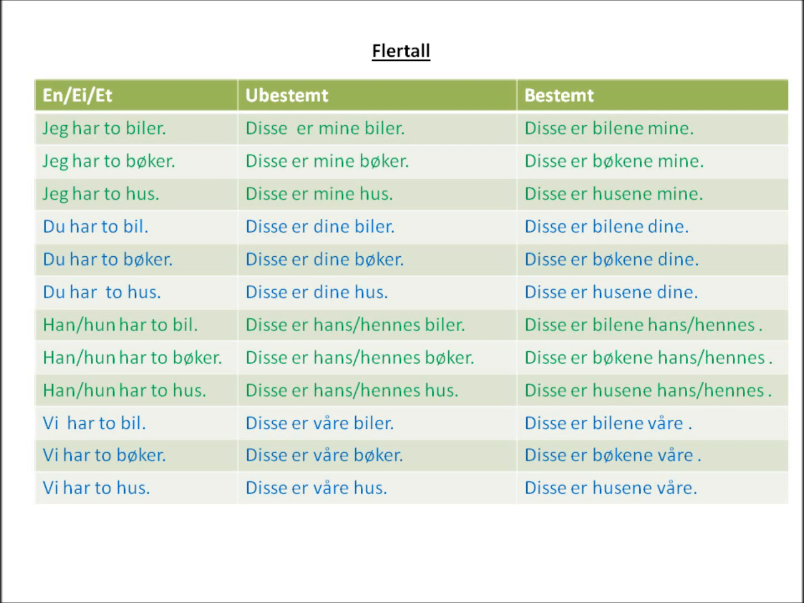So an example of pronomen plus ubestemt is disse är mine bilar. And an example of bestemt plus pronomen is disse är bilarna mina. Just like these are my cars and these cars are mine. So please remember there are three ways of saying things.